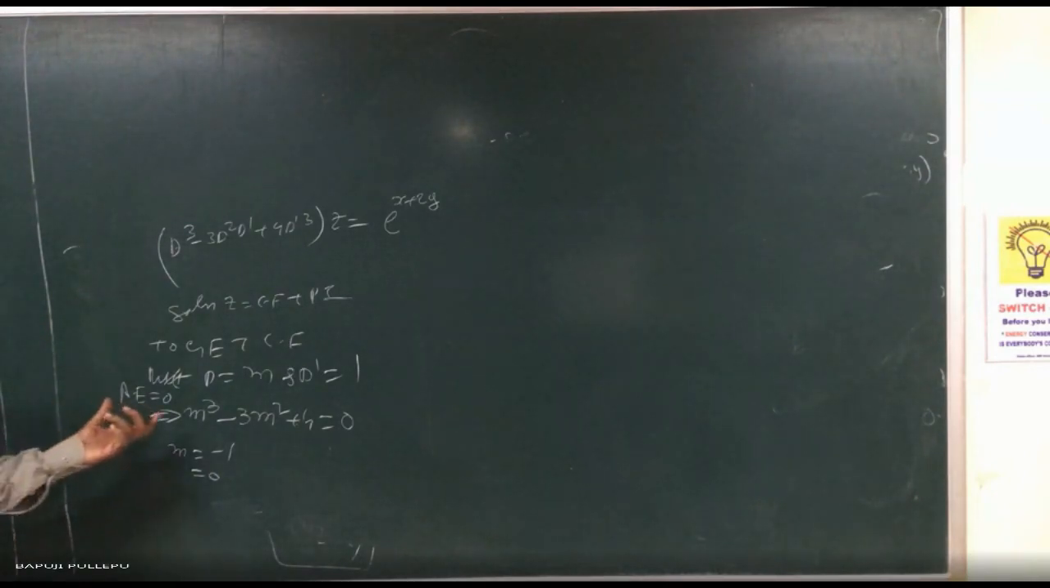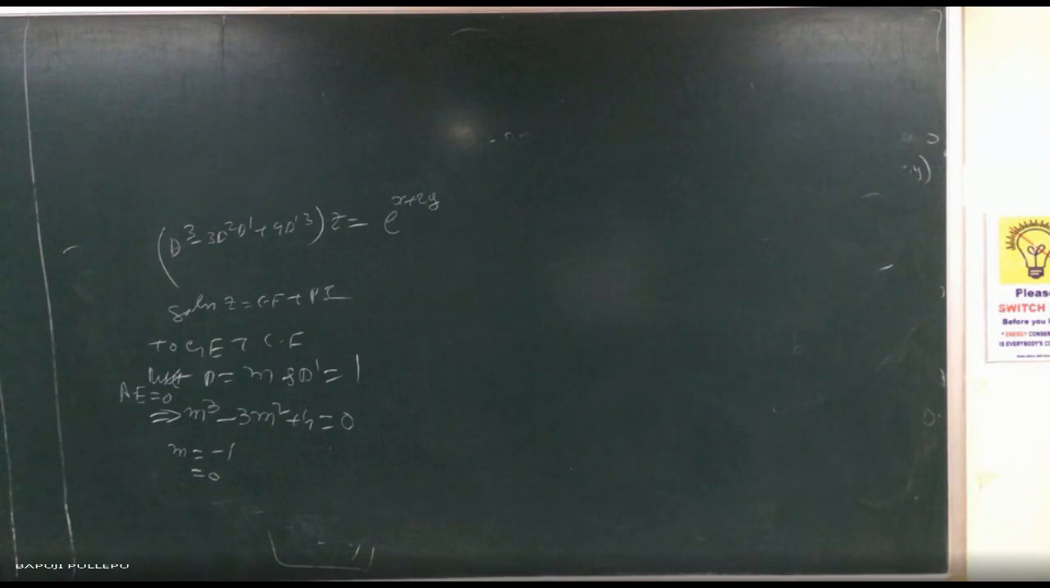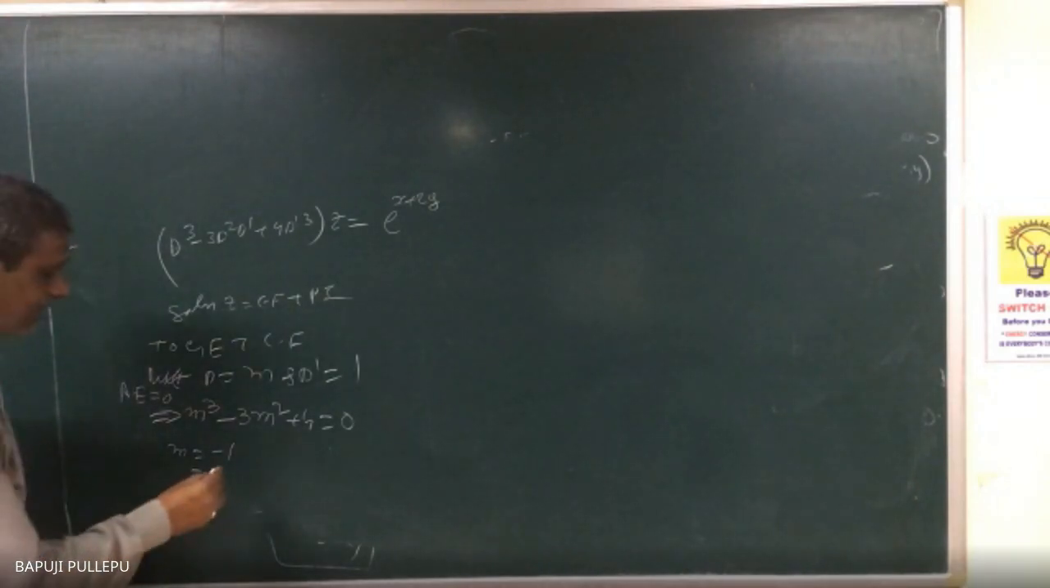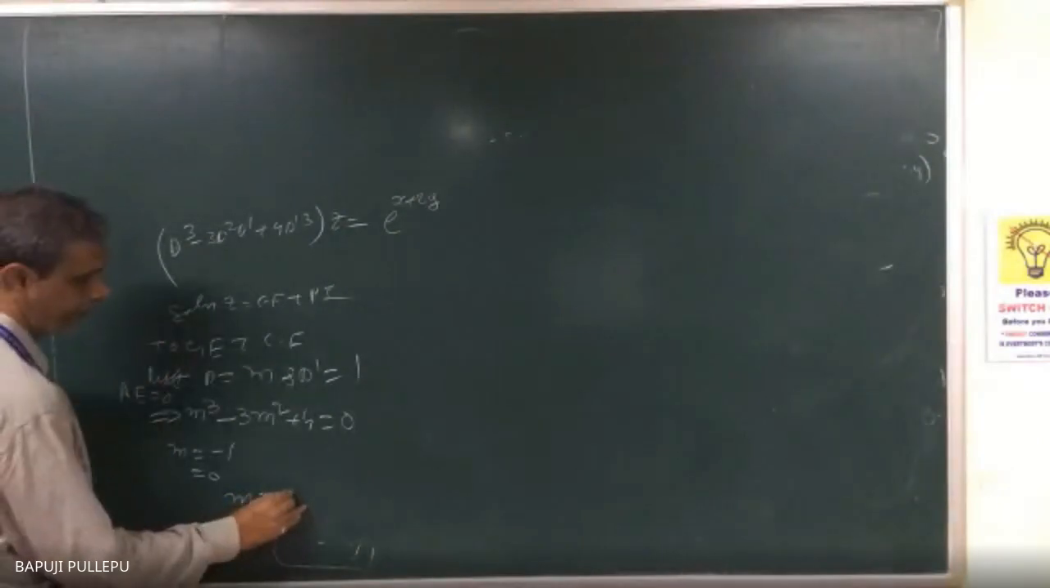So this whole equation, after writing, is m plus 1 into something. M is equal to minus 1 is a root. M plus 1 is a factor. Factor is different, root is different. Correct? So m is equal to minus 1 is one root.